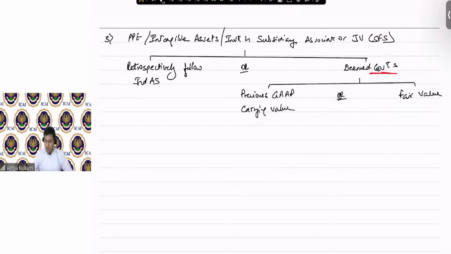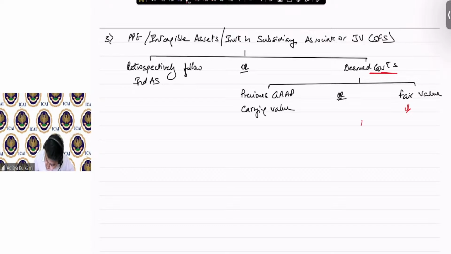Okay. So now coming to the previous GAAP carrying value and fair value. Now, ideally, you should ask a question which you did not ask. Sir, I don't go for previous GAAP carrying value. I will also not retrospectively follow Ind AS. What I will do is I will do the transition at fair value. Sir, if I do the transition at fair value, will it be a revaluation that we studied in Ind AS 16? Answer is no.